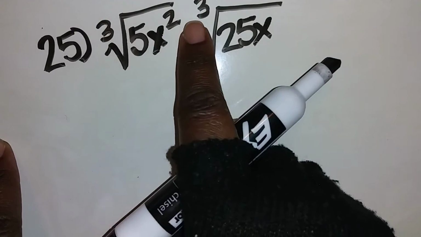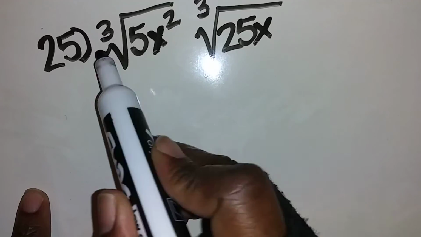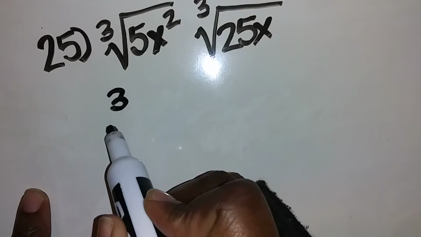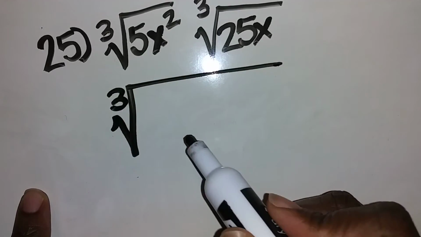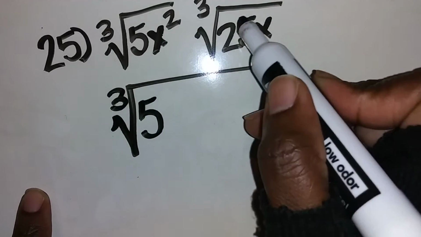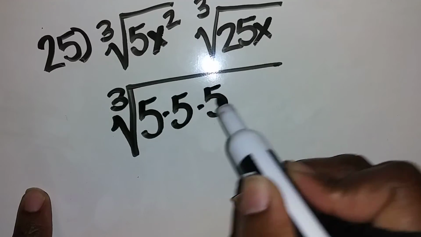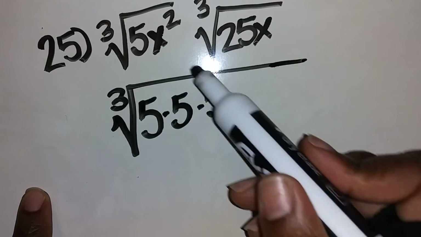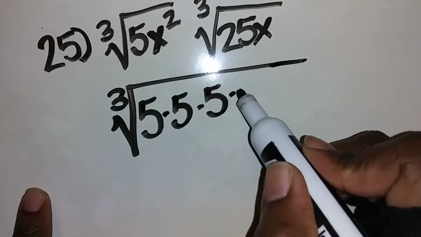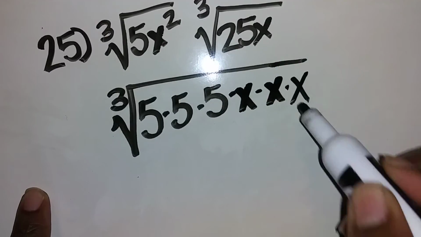Now, we see that index of 3, I need 3 of the same to bring it out of that root. Because both of these have a cube root, I can make this into one cube root. Break down 5, it's just 5 still. Break down 25, which is 5 times 5. Now break down your x's. I see x squared, so that's 2 x's. And I see x to the 1, that's an x.